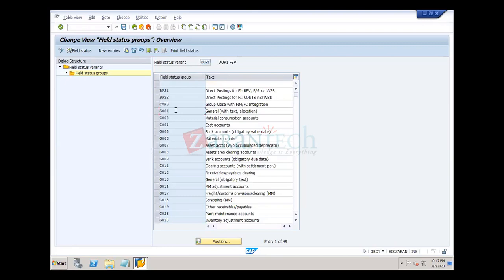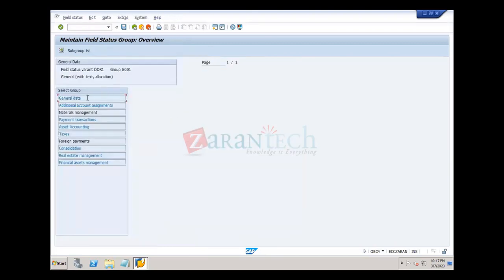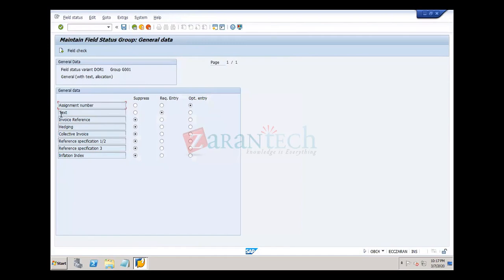Go to G001, double click, go to general data. Text field is there, no? Make it required. Required means mandatory. If you are not able to see it as required, make it required. So the text field is made required.